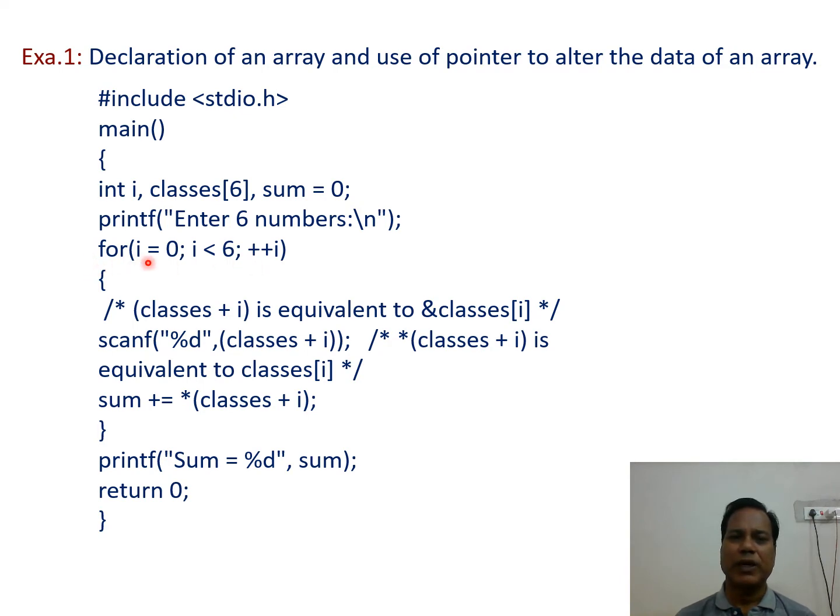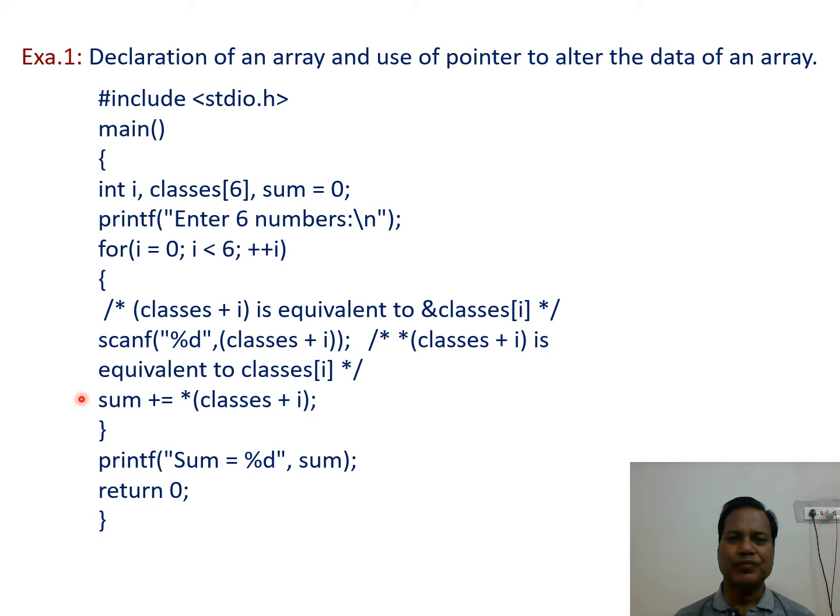In the for looping statement, i = 0; i < 6; ++i. The first statement is scanf("%d", classes + i). So at this point, classes + i indicates the address of the ith element. In the beginning, i is equal to 0, so it is the address of the first element. So the address of the first element is used.